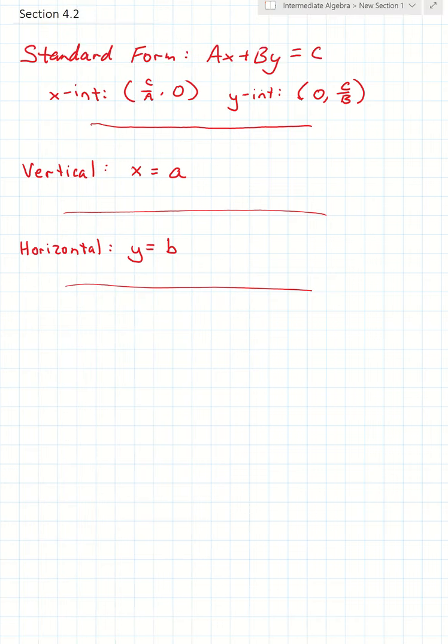Now let's talk about that new concept, okay, in section 4.2, the concept of the slope of a line. Now, when we talk about the slope of a line, all right, we're talking about how we are going to move from one point to the next. So slope provides movement. It provides direction. Okay?